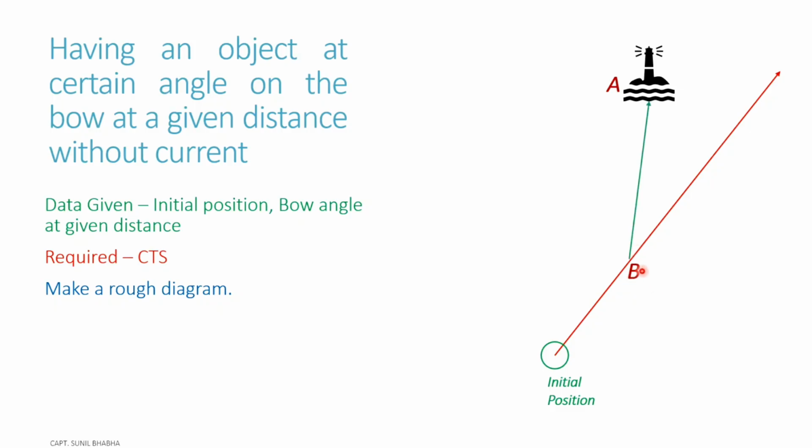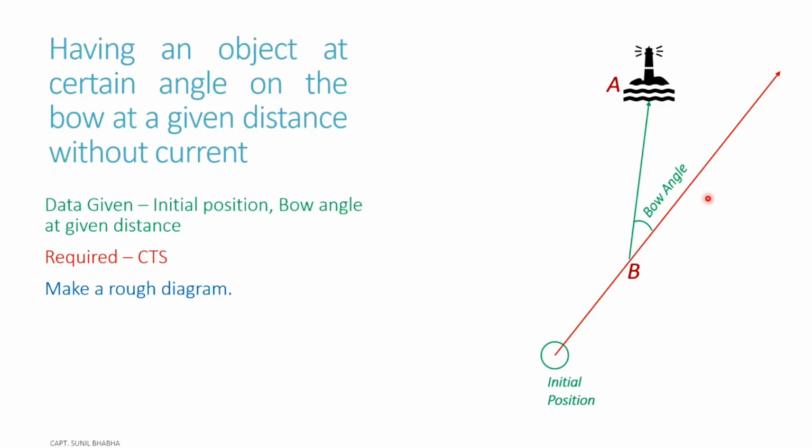So let's join the B point with the lighthouse. Bravo to Alpha is the bearing of this particular light, and this is the bow angle at this particular point, the same bow angle which we were required to obtain. So this is all being assumed now. We don't know where this point B is going to be. We don't know what the CTS is, but we are just assuming and making a rough diagram.